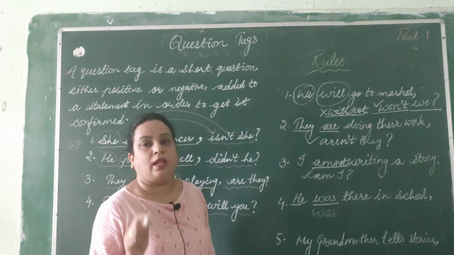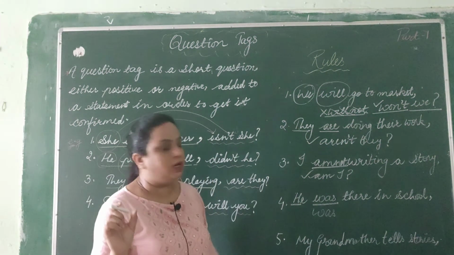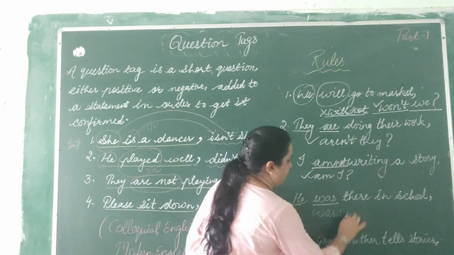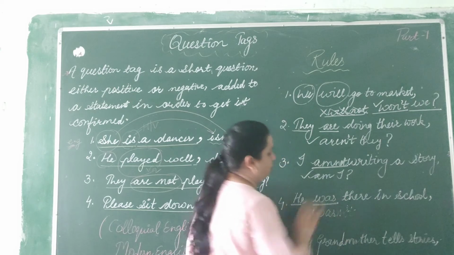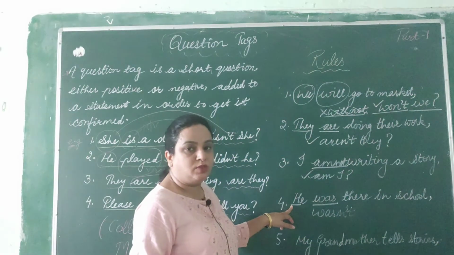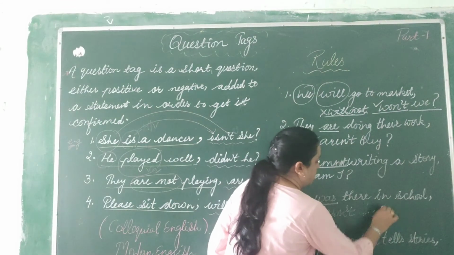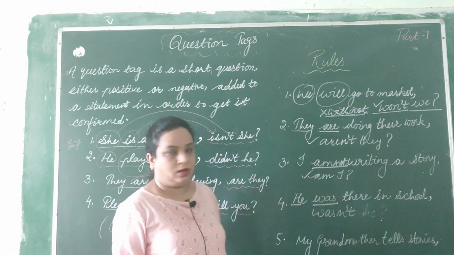So what is the helping verb? What is the short form of that? "Wasn't". So how to write it? W-A-S, then N, and then T after the comma. Wasn't, and what is the subject here? That is "he", already in pronoun form. So, "wasn't he?" Question mark.